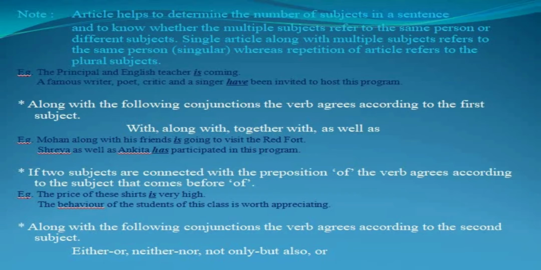So this is another individual, and writer, poet, critic is the same person. So two persons are there in this sentence, so we have used here a plural verb, have.